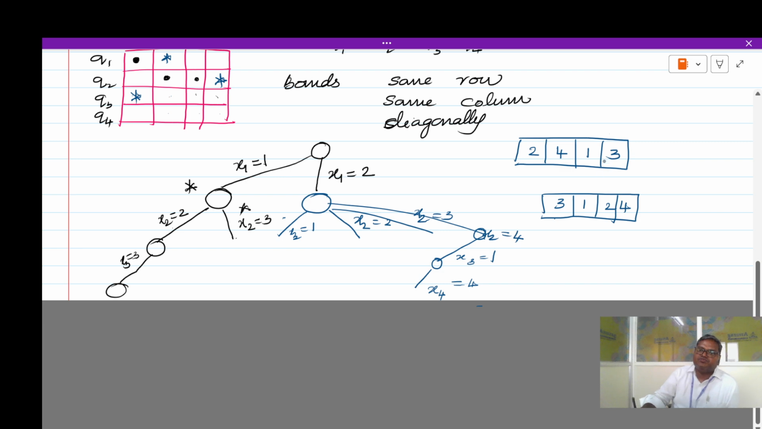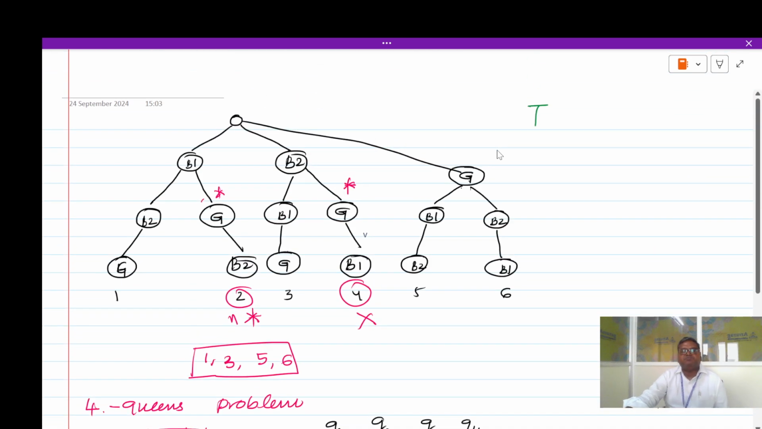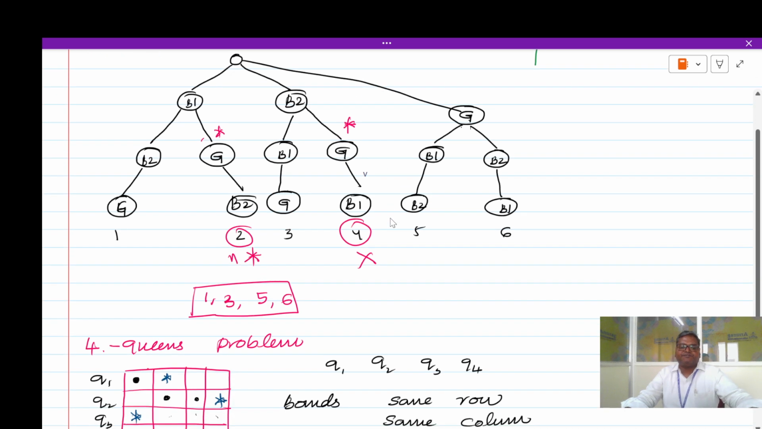Similarly, we can solve the 8 queens problem where we have an 8 by 8 board, and the n queens problem. So in backtracking, what we are doing is exploring all the possibilities, and whenever the path is not leading to a valid solution, we are backtracking. This is what the backtracking method is.